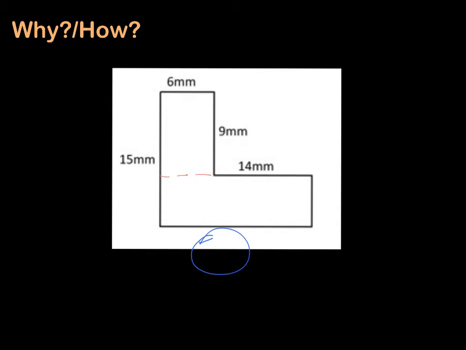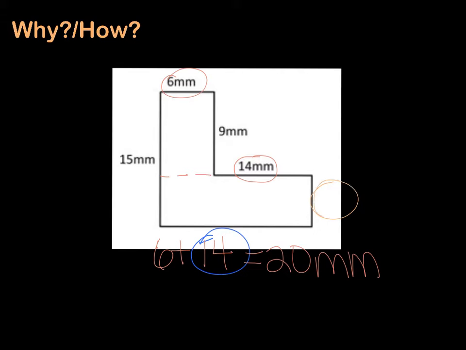So the missing number at the bottom of this screen is going to be 6 plus 14, right? Because we have our 14 here and our 6 up here. So 6 plus 14 is going to give me 20 millimeters. Okay? Then I need to figure out what is this measurement here, because in order to find the area of a rectangle, remember that's the length times the width. So how would I figure out this amount on the right side?